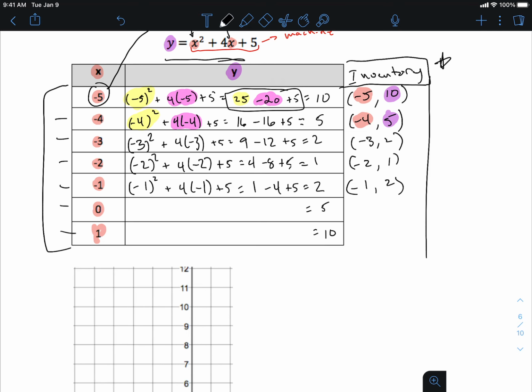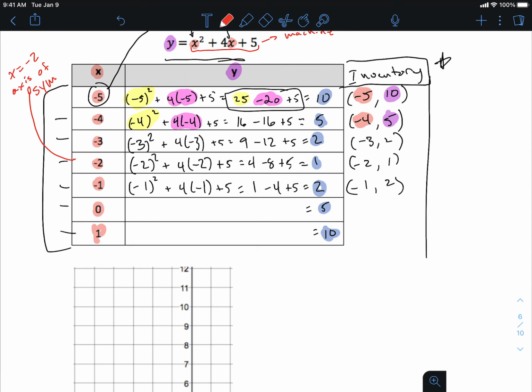Without even doing the math, I expect them to be 5 and 10 because I know there has to be symmetry with a parabola. Symmetry from the axis of symmetry. Right? 10, 10. 5, 5. 2, 2. 1, right in the middle. Okay? Which means, for this particular question, based on the work that we did up top, when x equals -2, this is my axis of symmetry.